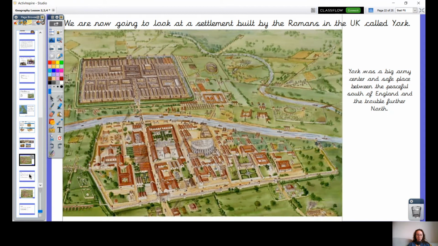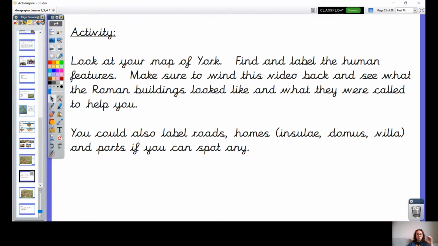So your activity is to look at your map of York. Find and label the human features. Make sure to wind this video back and see what the Roman buildings look like and what they were called to help you. So you're going to need to use a couple of slides before to help you. You could also include labelling roads, the homes, and ports if you can spot any.